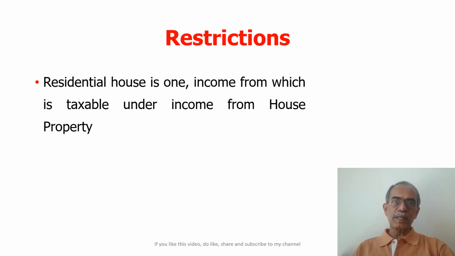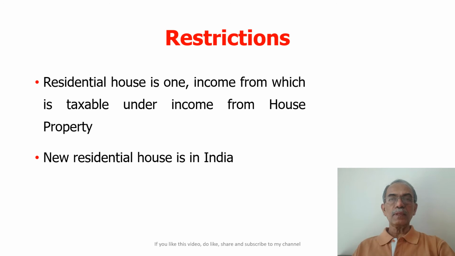Now, residential house, when I say, that means it is a house the income of which is taxable under the head income from house property. That means, for example, I have a house and I run a business there. So, if I don't offer this income from the house as income from house property, then the house will not get qualified under this section. And again, the other restriction is that the new residential house should be in India. That means if a taxpayer buys a house abroad, he cannot claim the benefit of this section.